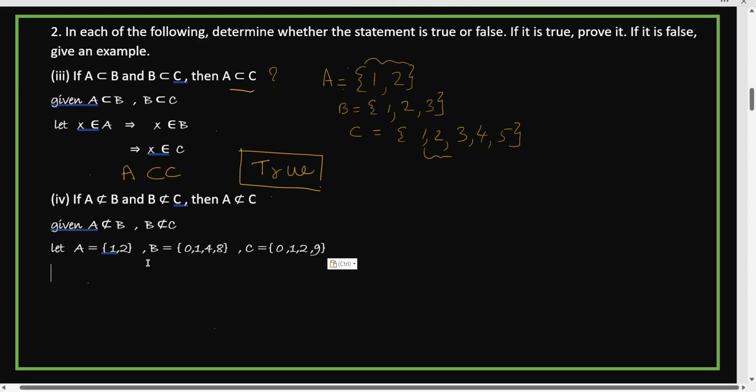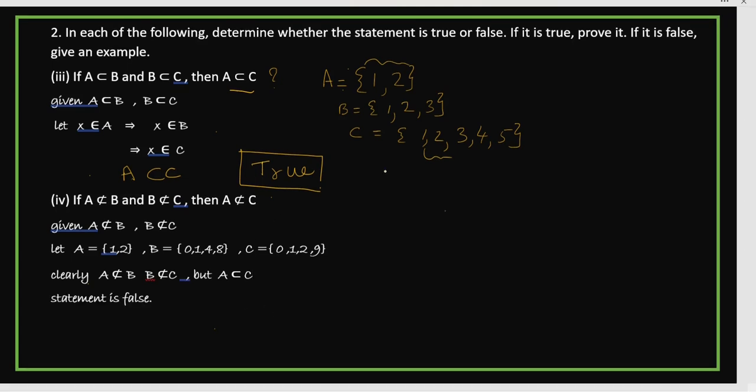Now clearly A is not a subset of B. Correct? And B is not a subset of C. But A is a subset of C. Correct? Thus the statement given is wrong. Here, as I explained in the previous question, sometimes it may be a subset of C, but it is not always. So the statement that A is always not a subset of C is false. It cannot be always true.